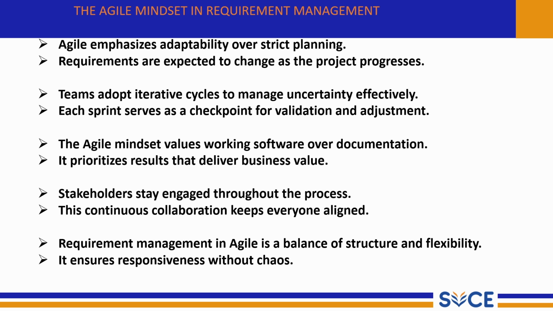Agile teams focus first on features that provide real value to the business. They don't waste time on low priority features. Every sprint delivers something useful to the customer. Stakeholders stay engaged throughout the process. Stakeholders like customers, product owners, and business managers are actively involved during development. They give feedback regularly so that the project stays on the right path. This continuous collaboration keeps everyone aligned.